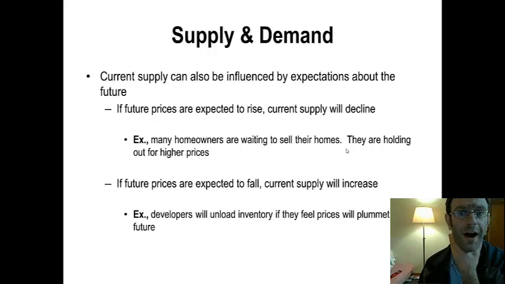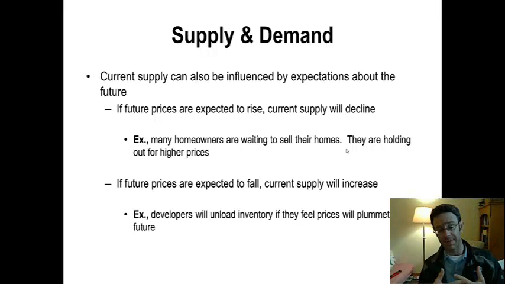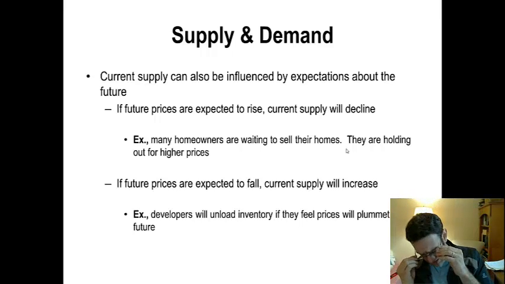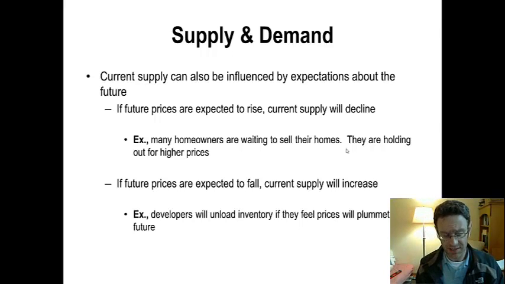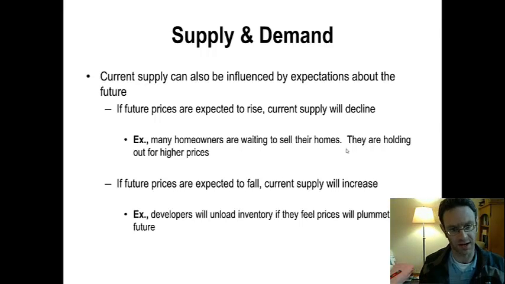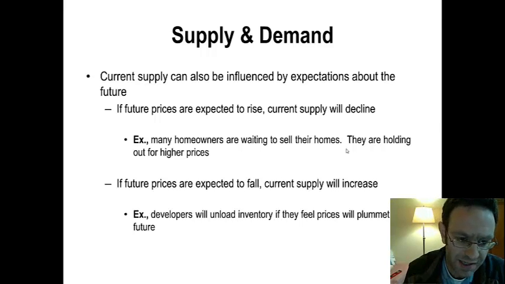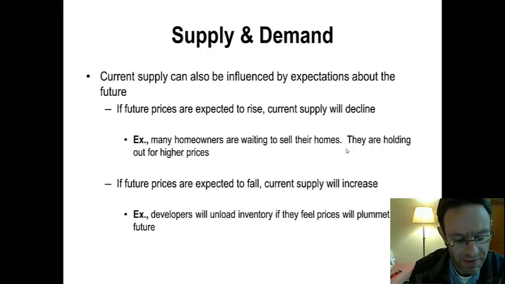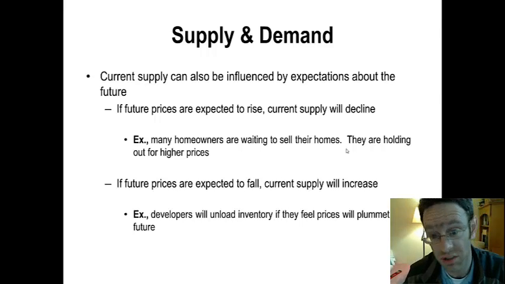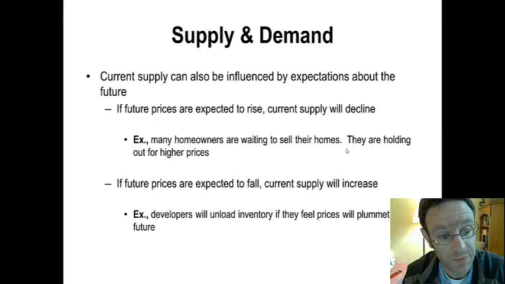Okay, current supply can also be impacted by expectations about the future. And here it's important to think of the supply curve as measuring the quantity supplied for a commodity today. So, as a seller, if you expect the price that you can receive for selling something to be, let's say, higher in the future, well, that might reduce your willingness to sell a commodity today because you can sell it tomorrow at a higher price.